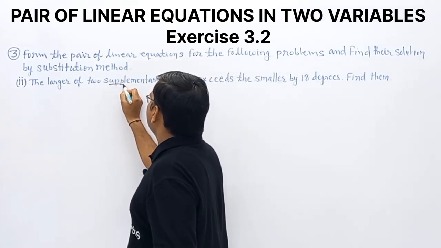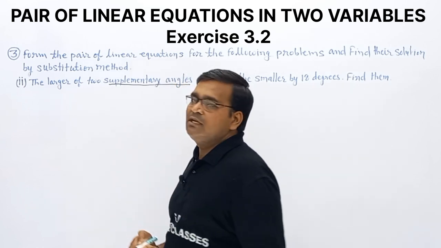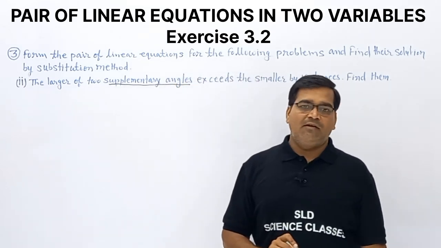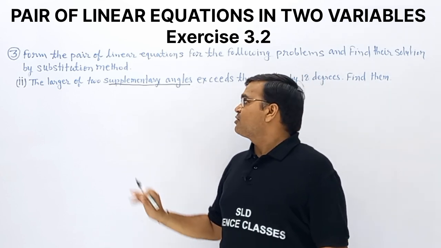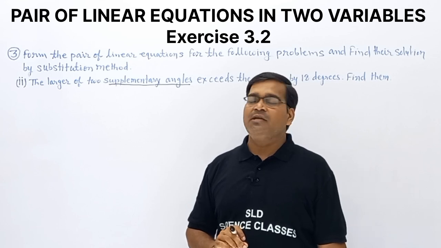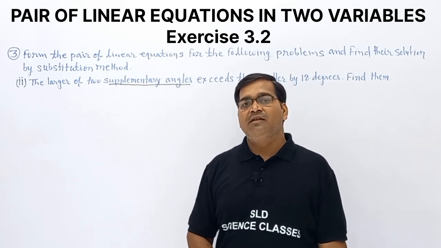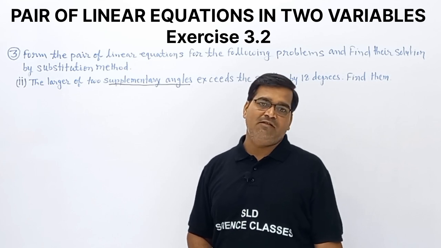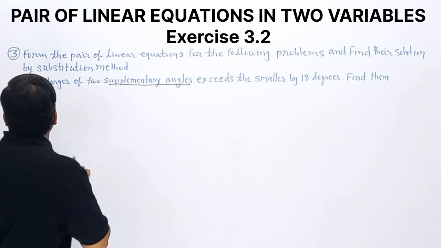Supplementary angles. First we should know about the supplementary angles. Two angles are supplementary when the sum of both angles will be what? 180 degree. What is the meaning of supplementary angles? Sum of the two angles will be 180 degree. They are called supplementary angles. Clear?